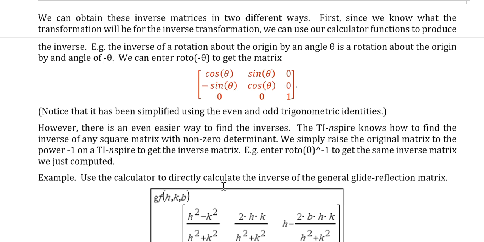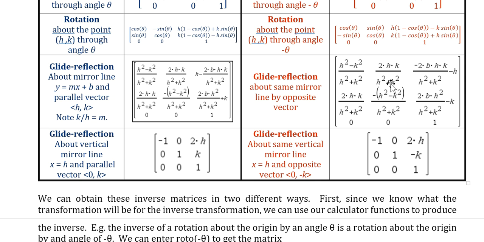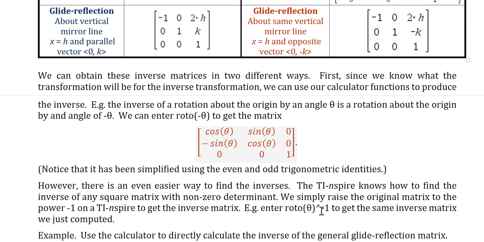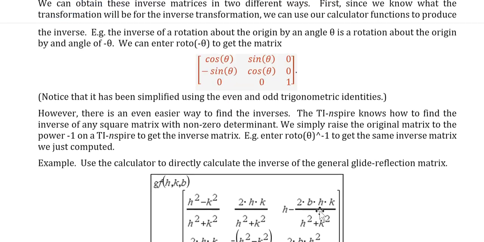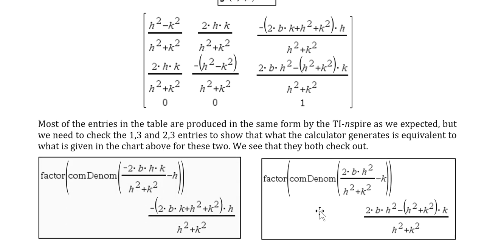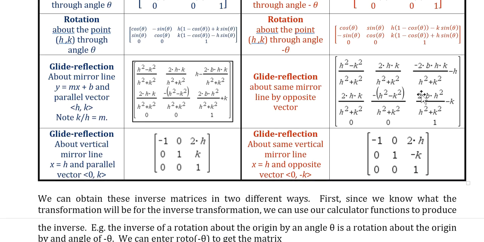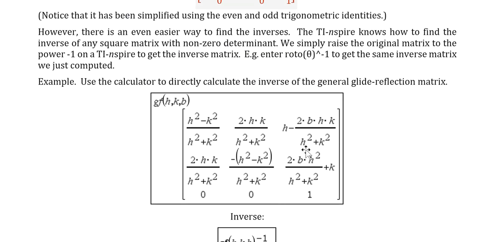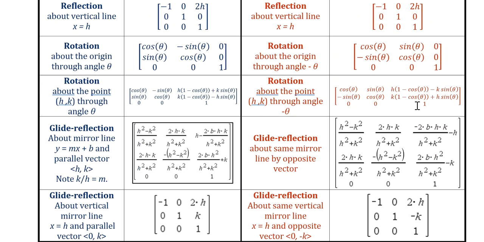Okay, and this may or may not look exactly like this up here when you get it out of the calculator, but most of them are exactly the same, but there are a couple of them that we need to check. Let's see, the 1, 3, and 2, 3 entries, these two right here. These don't look exactly like these here. Well, notice these are not with a common denominator. Perhaps I should have put them that way, but they're not.